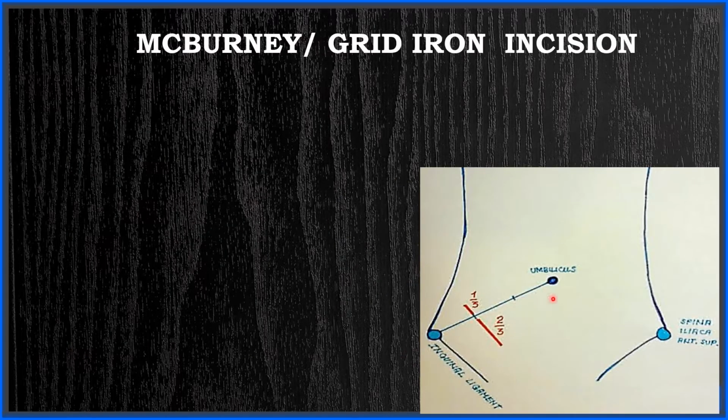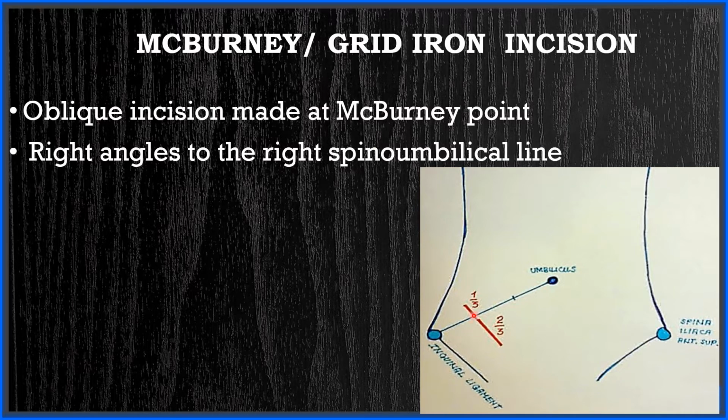Now coming to the oblique incision, McBurney's or gridiron incision. Here you draw a line taking 2 points. That is the right anterior superior iliac spine and umbilicus. You have to imagine a point that is at the junction of medial 2/3 and lateral 1/3 of the right spino-umbilical line. This point is called McBurney's point. Put an incision perpendicular to it, and an oblique incision made at this point is the McBurney's incision or the gridiron incision. It is at right angle to the right spino-umbilical line through the McBurney's point.